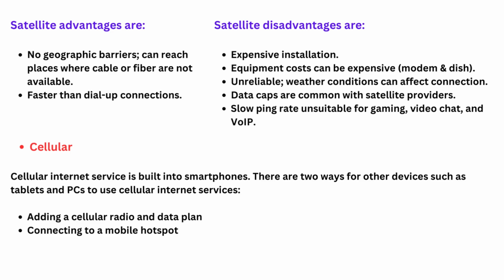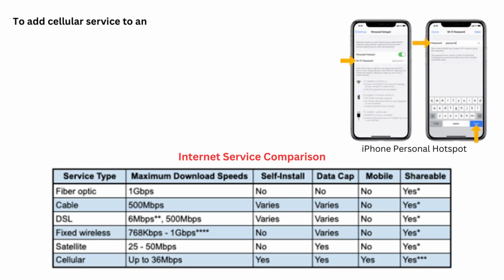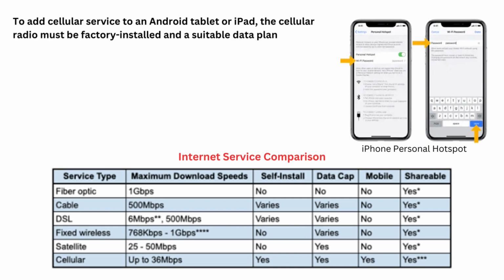Cellular. Cellular internet service is built into smartphones. There are two ways for other devices such as tablets and PCs to use cellular internet services: adding a cellular radio and data plan, or connecting to a mobile hotspot. To add cellular service to an Android tablet or iPad, the cellular radio must be factory installed and a suitable data plan purchased from a mobile carrier.